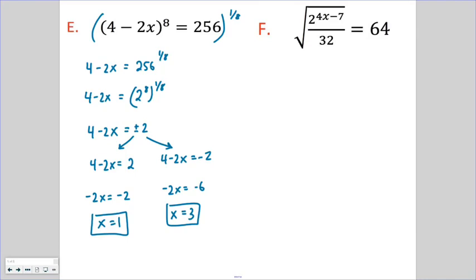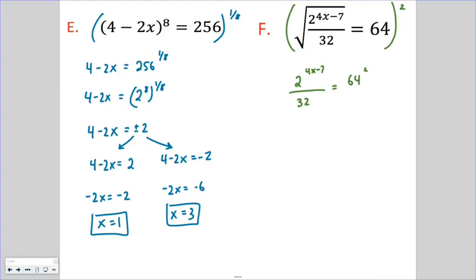Example F, we've got this hideous square root with a fraction on the inside. We're going to work on getting rid of that. So in order to get rid of a square root, which is raising something to the power of 1/2, we can just square both sides. I think that's the easiest and best first step. That's going to leave us with 2 to the 4x minus 7 over 32 is equal to 64 squared. And I'm going to leave it like that for just a minute. We're going to try and get this down to be a little bit easier to solve.